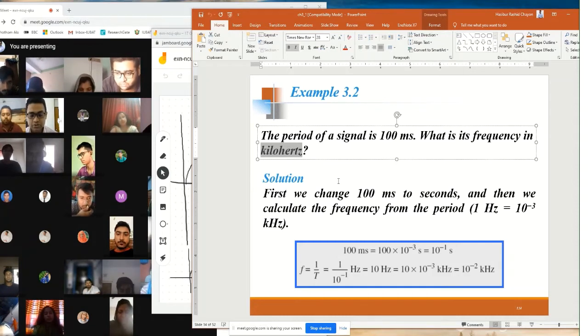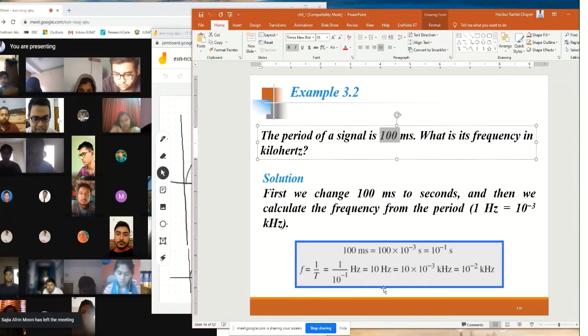Fine. So it is also very simple. This is our T. So T equal to 100 millisecond, and we know that milli means 10 to the power -3. So 100 into 10 to the -3 second. That is our standard format. Now we can do the calculation. F equal to 1 by T. That is our T, and we have the answer is 10 hertz.